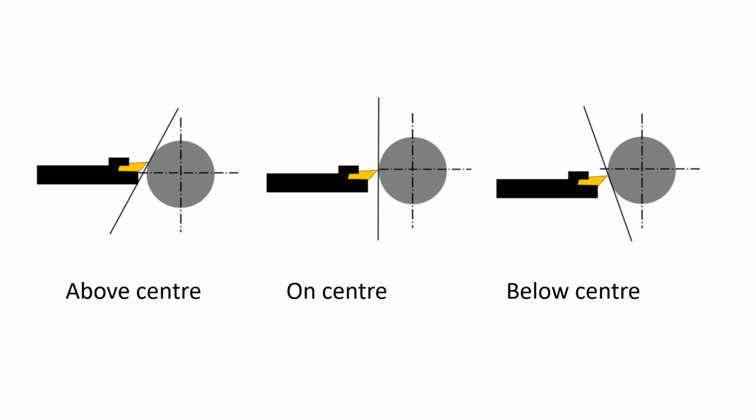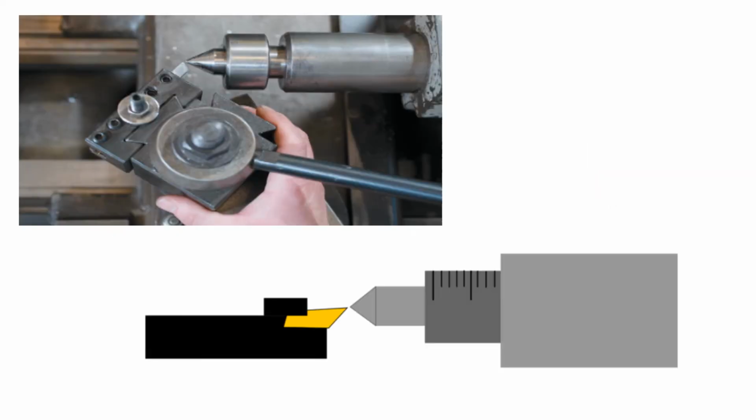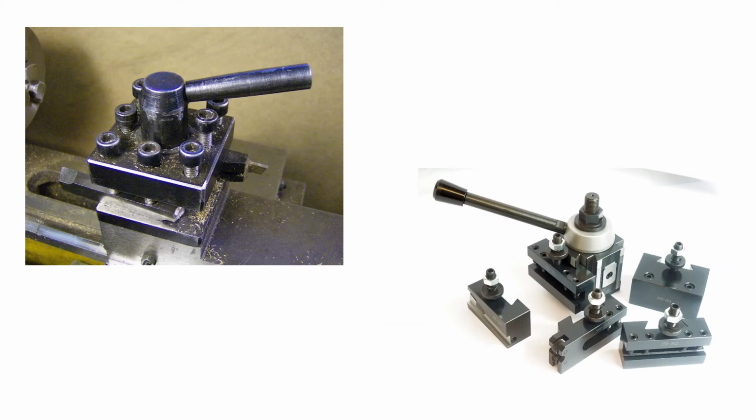Cutting tools need to be set on center. This will ensure that the cutting tool will perform at its optimum rate. The tailstock is commonly used for setting the tool center heights. Measuring the distance from the top of the compound slide is also often used to set the tool center height. Tool center heights can also be preset using quick change tool holders.